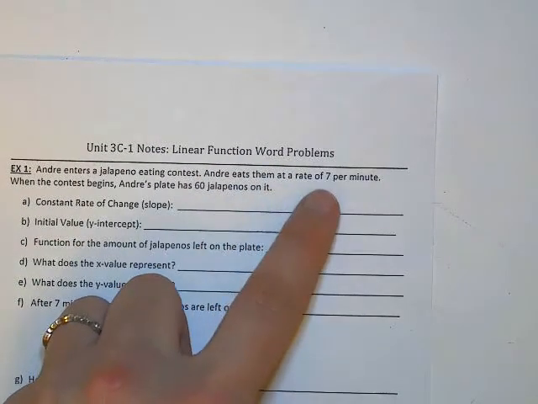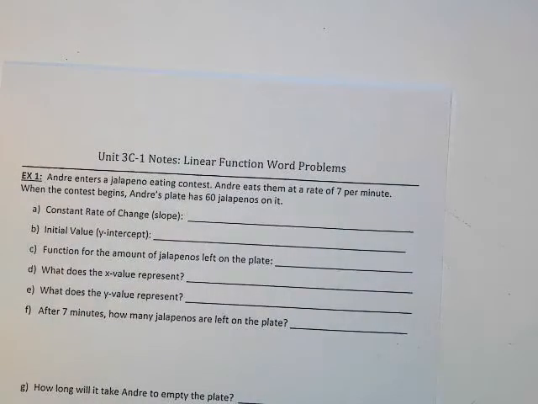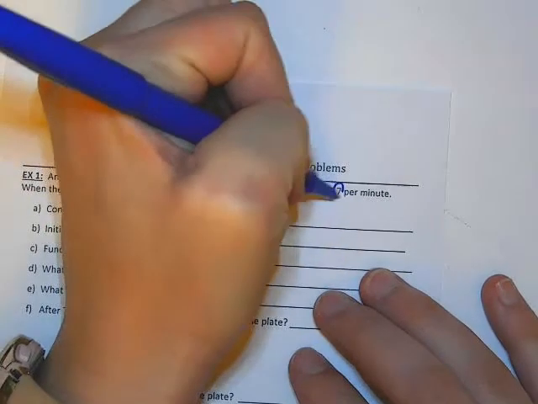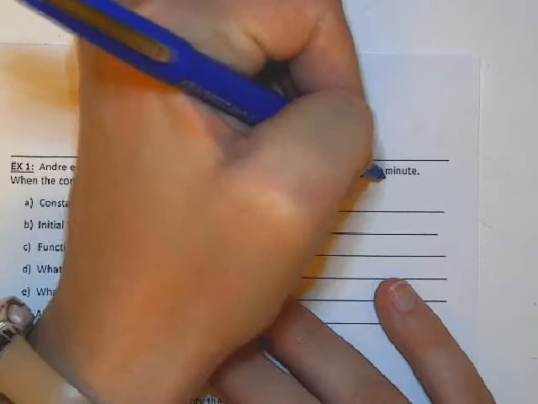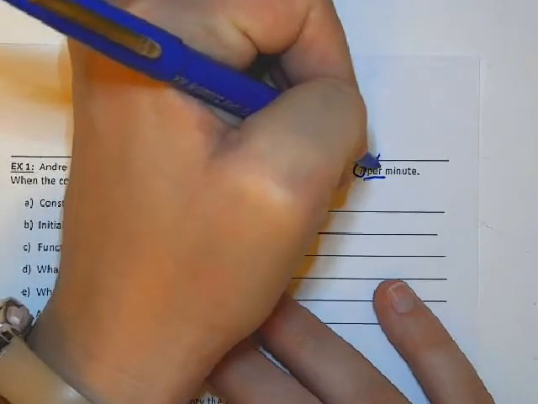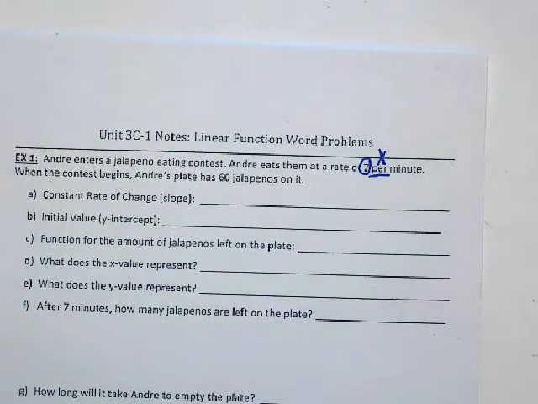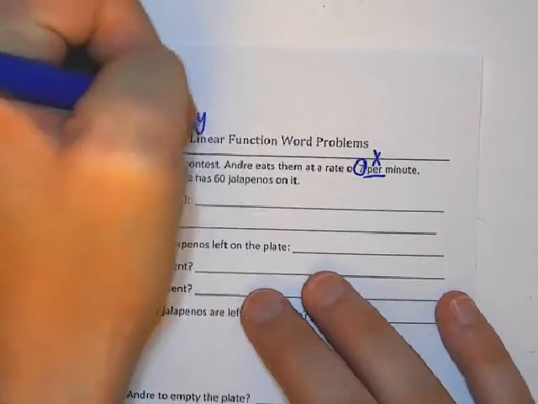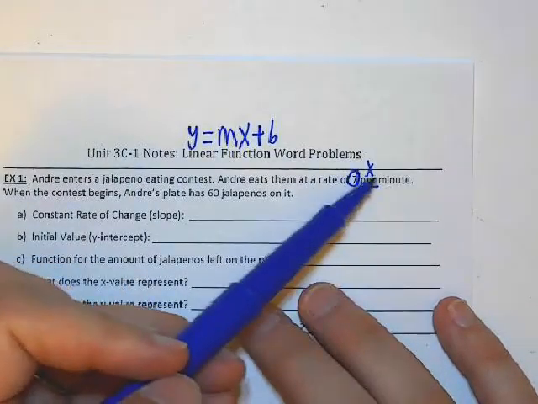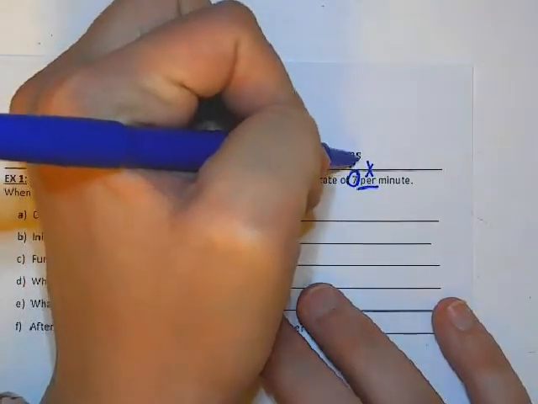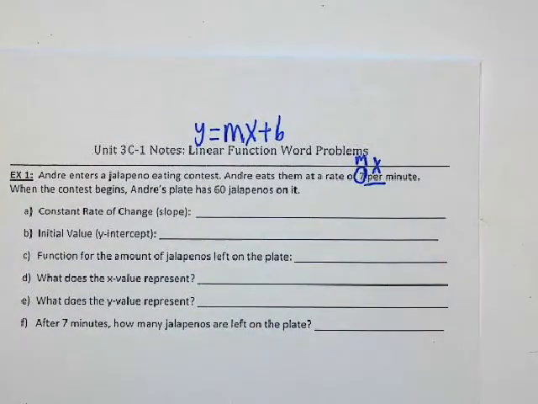Andre eats them at a rate of 7 per minute. 7 is a number. What's another keyword? Per. What does per mean? Like 1. That's going to be my x. Per, each, every, all of those words are going to mean x. Because remember, we're writing our equation, y equals mx plus b. So whatever number is with the x, that's really my m.